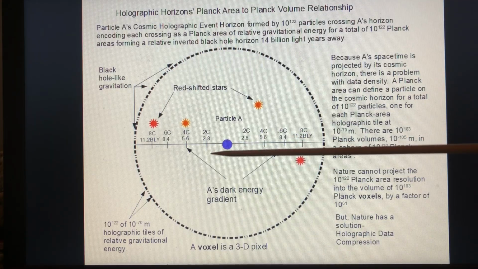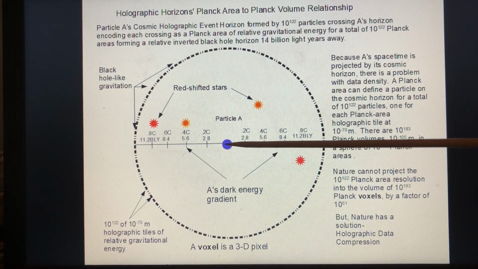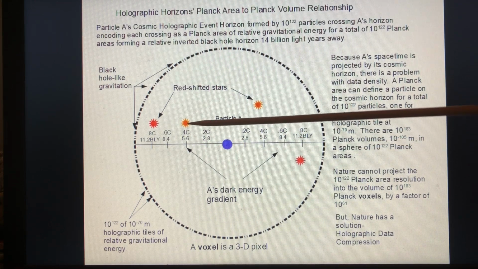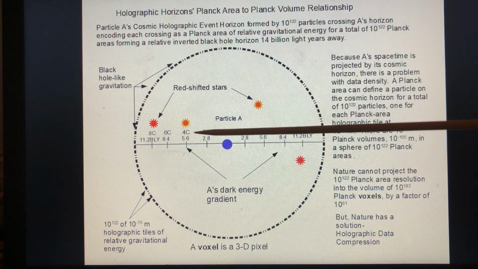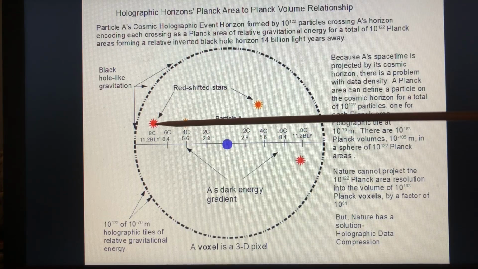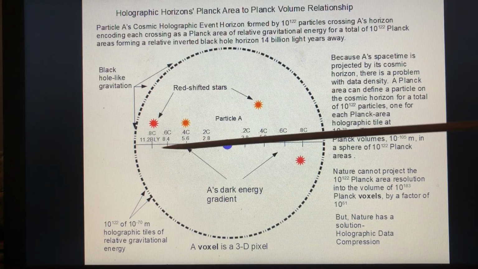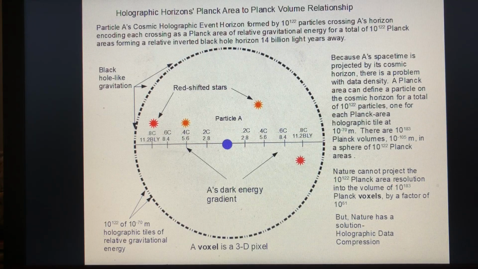And you can see that here's particle A in the center of its universe, and at 5.6 billion light years away, the star is receding at 0.4 C. And here at 11.2 billion light years away, this one and this one, the star is receding at 0.8 C.